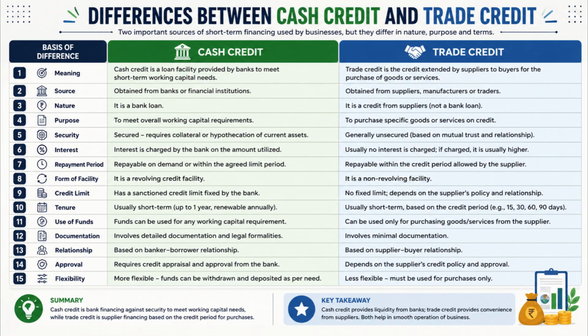Number 15. Cash credit offers greater flexibility because businesses can withdraw and deposit funds as needed, whereas trade credit is less flexible because it is restricted to supplier purchases only. In summary, cash credit is a banking facility that provides liquidity support for working capital, whereas trade credit is supplier financing that helps businesses purchase goods without immediate payment.